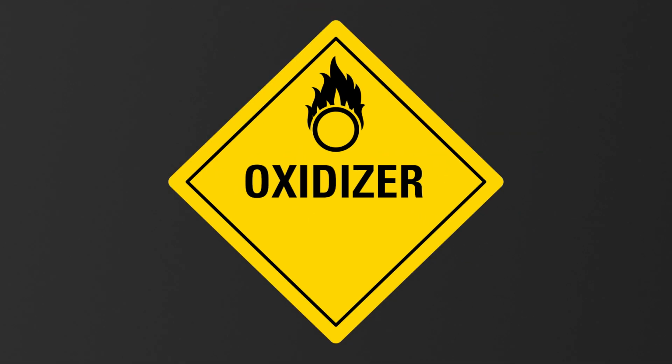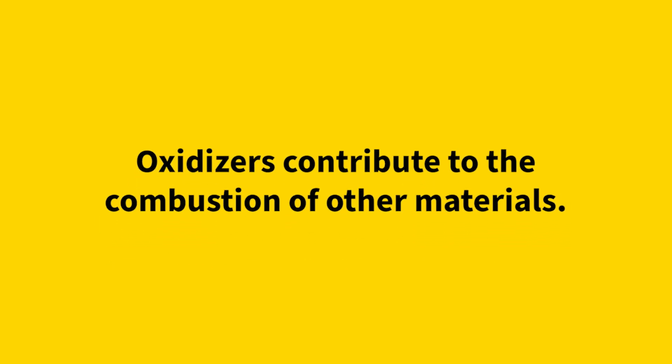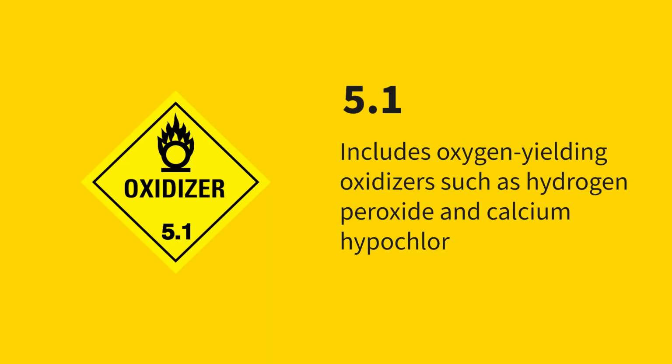Next is Class 5, which covers oxidizing substances. Oxidizers contribute to the combustion of other materials. Division 5.1 includes oxygen-yielding oxidizers, such as hydrogen peroxide and calcium hypochlorite pool disinfectant.